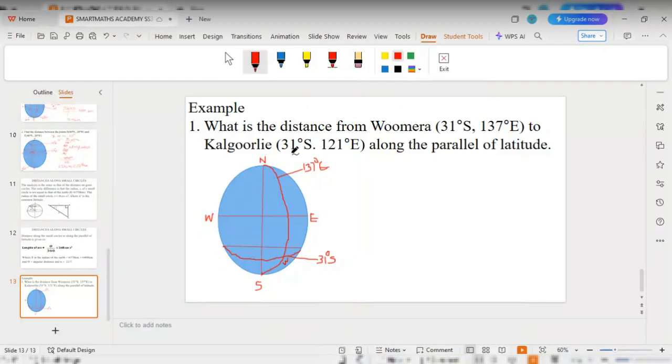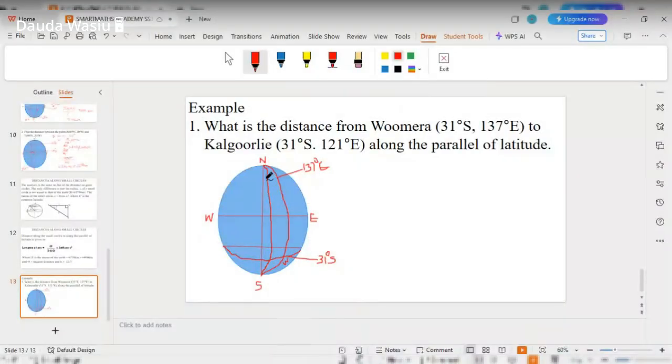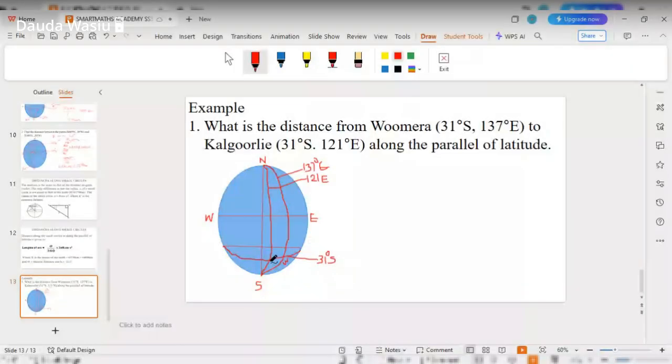121 degrees east. So on the same longitude. But we have 121 before 137, so this one will come before. So this is 31, 121 degrees east. So the point of intersection is what? Is point K. So we call this point K.